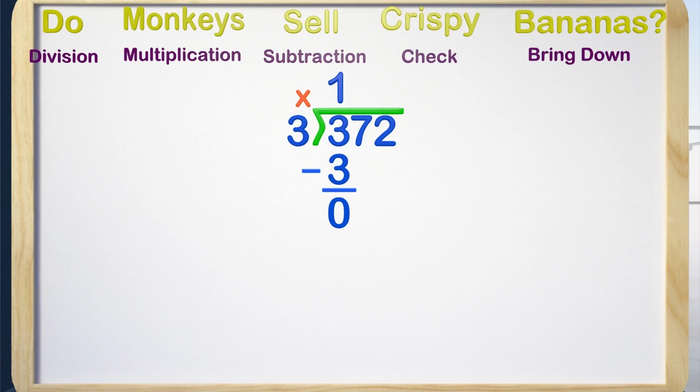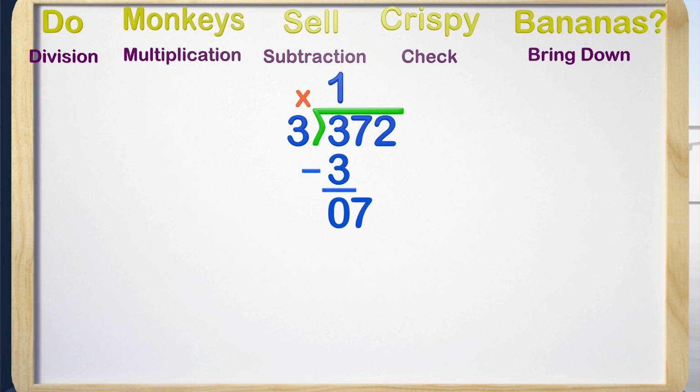What is the next step? Check is the next step. We check to see if the divisor 3 can still go into the number after subtraction. If it can go into this number, then we may have made a mistake. The answer is no. 3 does not go into 0, so by checking, we know we did it correctly up to this point. Our last step is bring down. We bring down the next digit, which is 7.